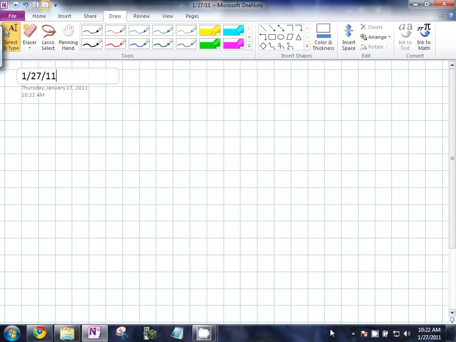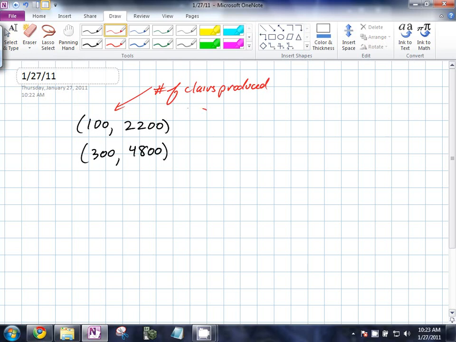Number 10 says the manager of a furniture factory finds that it costs $2,200 to manufacture 100 chairs in one day and $4,800 to produce 300 chairs in one day. So, what's your specific question, Hanley? One point is 100 comma 2,200, and the other point is 300 comma 4,800. X represents the number of chairs produced, and this represents cost. Express the cost as a function of the number of chairs produced, assuming that is linear, then sketch the graph.